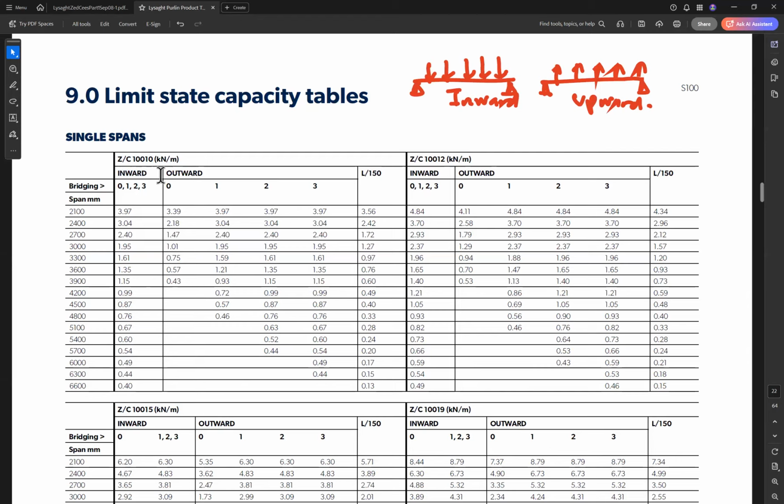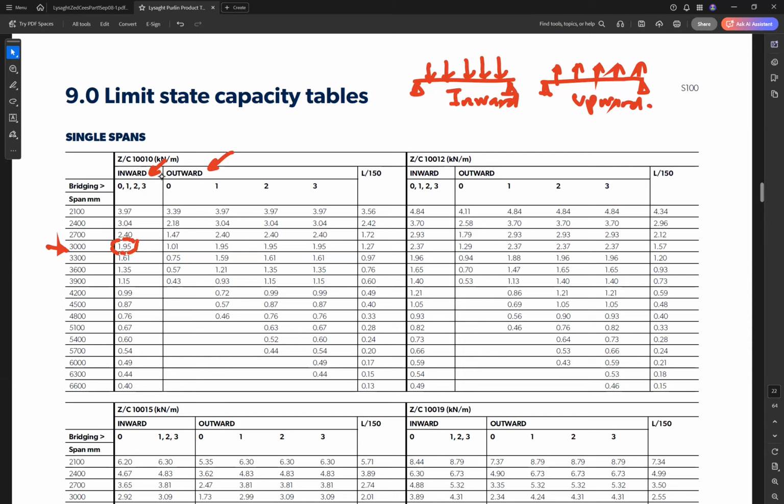So, for example, if your span is 3 meter, the purlin span is 3 meter. If you have inward load, what is the maximum load you can carry by this purlin? 1.95. So, if the load applied to your purlin is 1.5 or something, this section is okay. But for example, if it is 3, you need to go to a bigger section. Okay, so this is for inward.